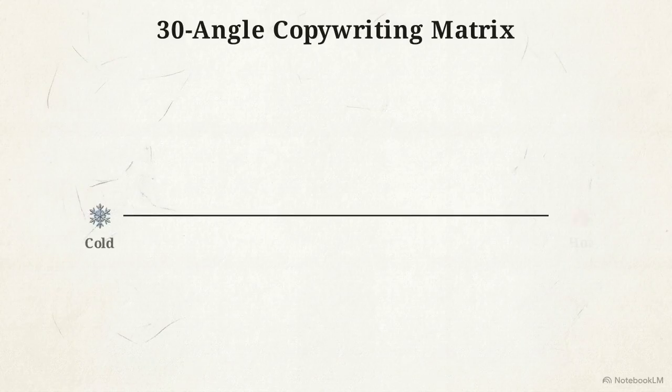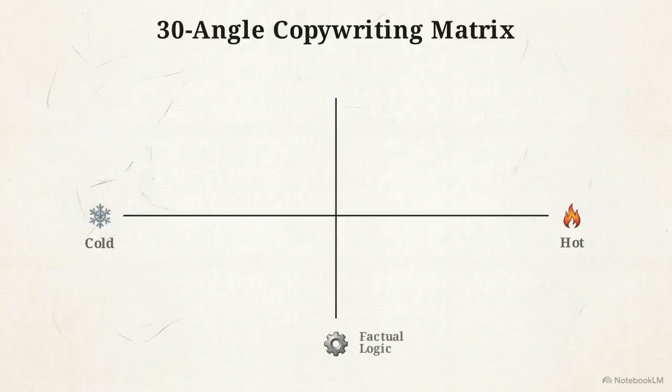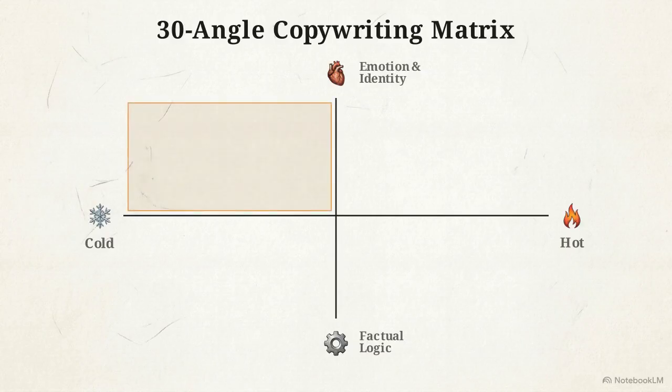To figure out which archetype to use, we can map them on this chart. The horizontal axis tracks audience awareness, from completely cold to hot. The vertical axis tracks the type of appeal, from factual logic to emotion and identity. Let's start with the cold emotional quadrant.